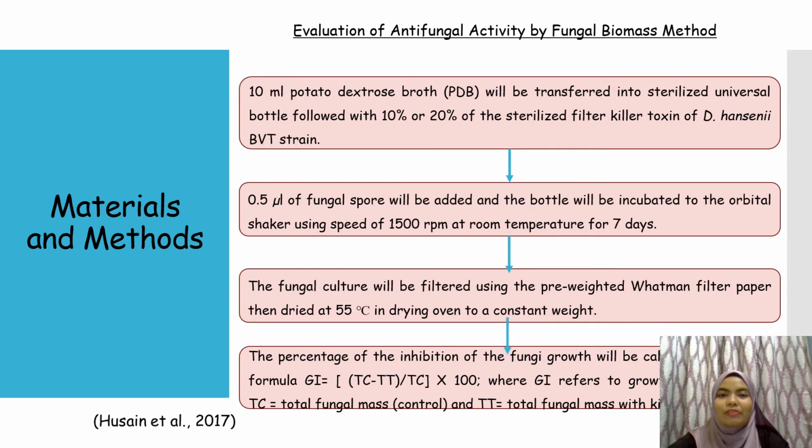Sixth, evaluation of antifungal activity by fungal biomass method. First, 10 ml of PDB and 10% or 20% of killer toxin will be transferred to sterilized universal bottle. Then 0.5 microliter fungal spore will be added and incubated in orbital shaker at 1500 rpm at room temperature for 7 days. The fungal culture will be filtered and dried until constant weight is obtained. Now, the percentage of the inhibition of fungal growth will be calculated using the formula.